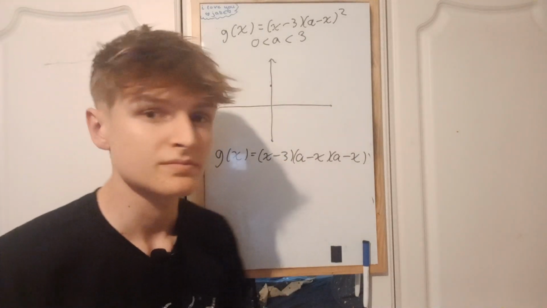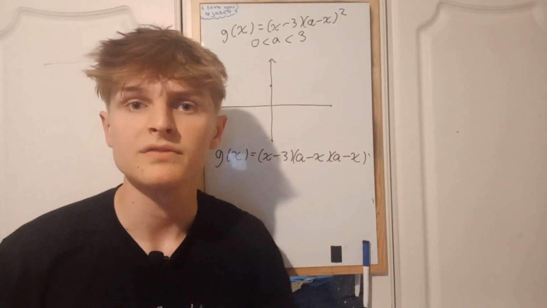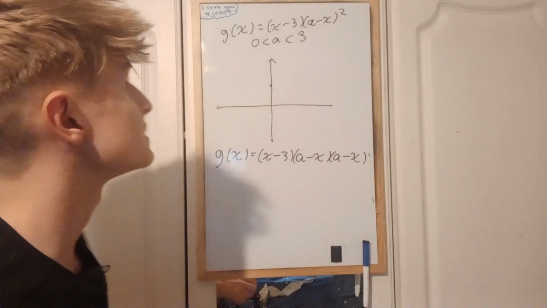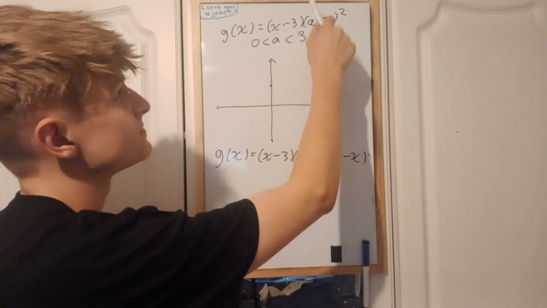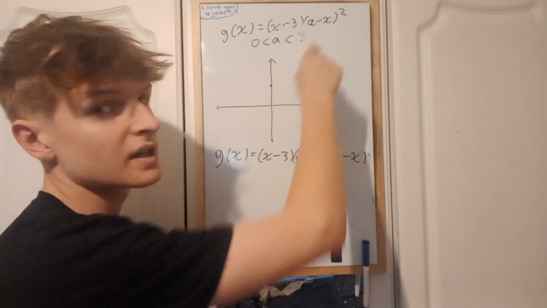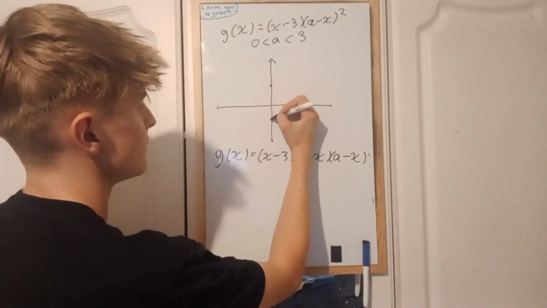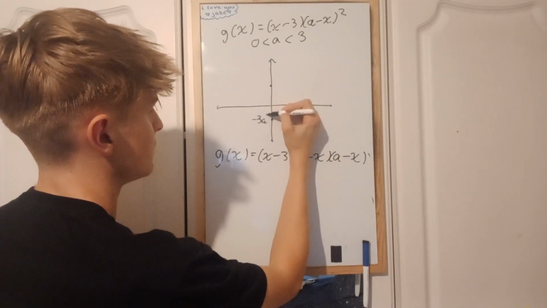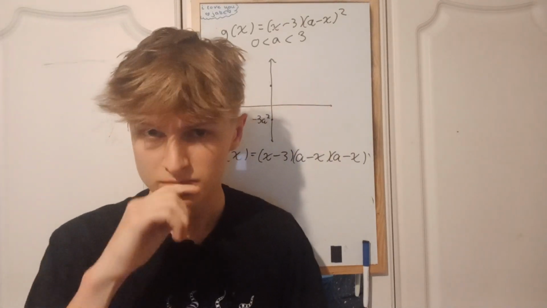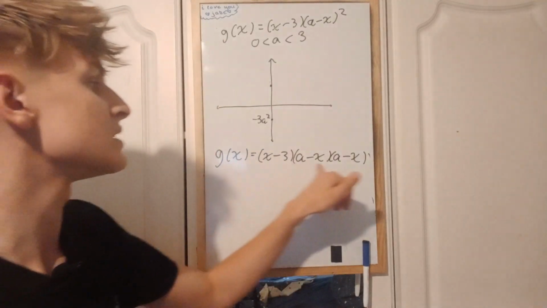Now what we've got to do is find the axes intercepts. The first one's easy, the y-intercept. Just plug in 0, and we get minus 3 times a squared, so that's minus 3a squared. Righty-o. And now we need to find the x-intercepts, which is when this function equals 0, so we just need to solve g of x equals 0.